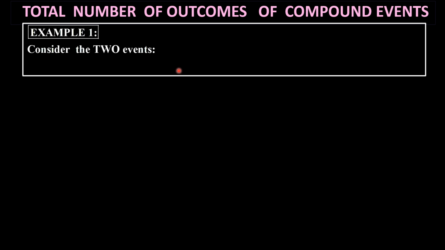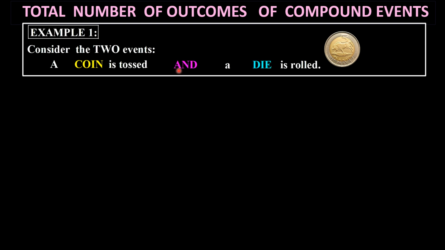Let's consider two events. The first event, a coin is tossed, right? It can either be heads or tails. And then we have a die that is rolled. But it's important here that both the coin and the die need to be fair.